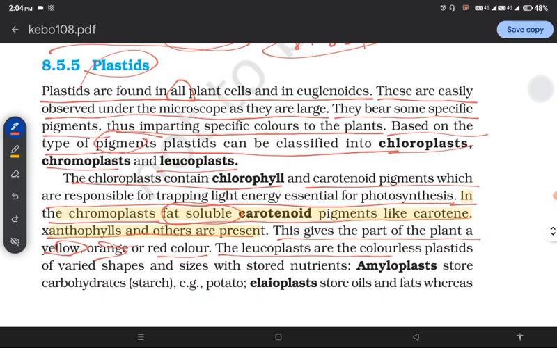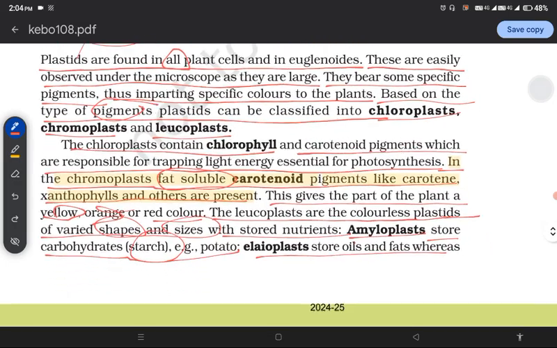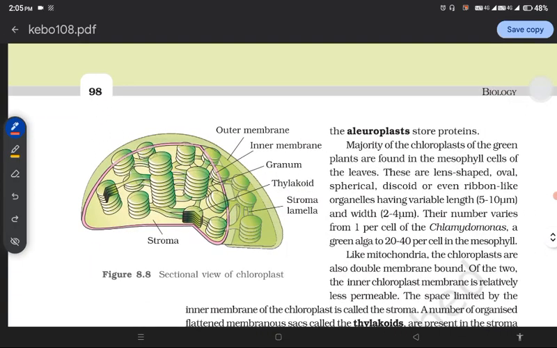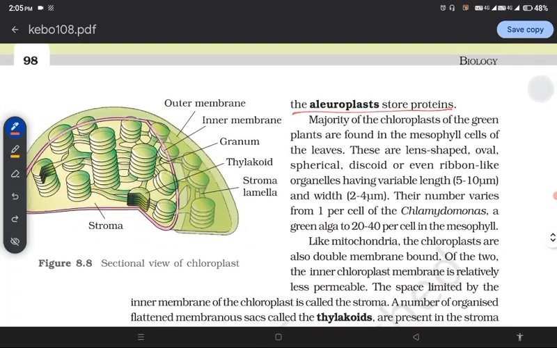The leucoplasts are the colorless plastids of various shape and size and store nutrition. Amyloplasts store carbohydrate, starch. Example: potato. Elaioplasts store oil and fat. Aleuroplasts store protein.